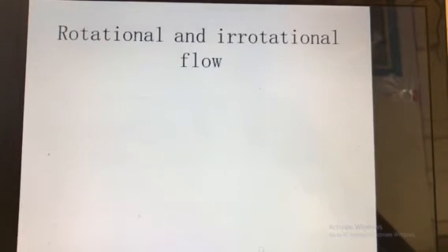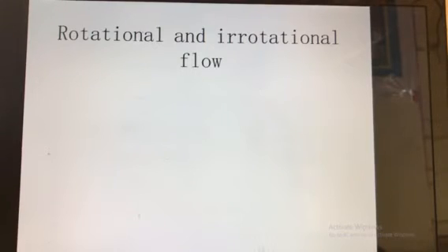Okay, now next is rotational and irrotational flow. In our lectures we have discussed rotational and irrotational flow. Rotational means the type of flow in which the fluid particles, while flowing along a streamline, rotate about their own axis. But in irrotational flow they will not rotate about their own axis.